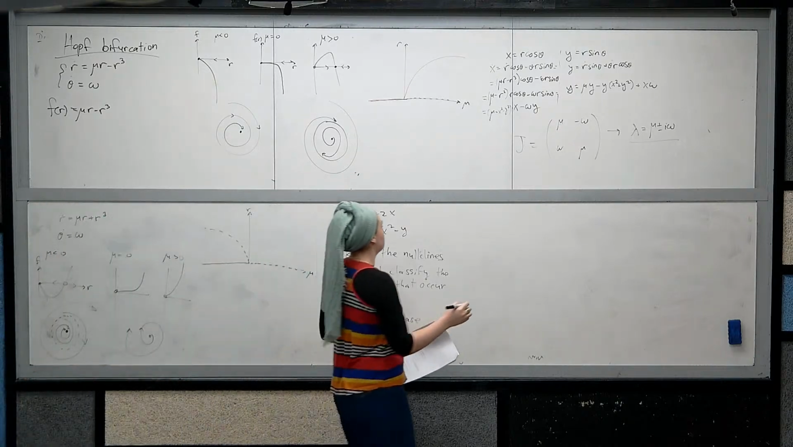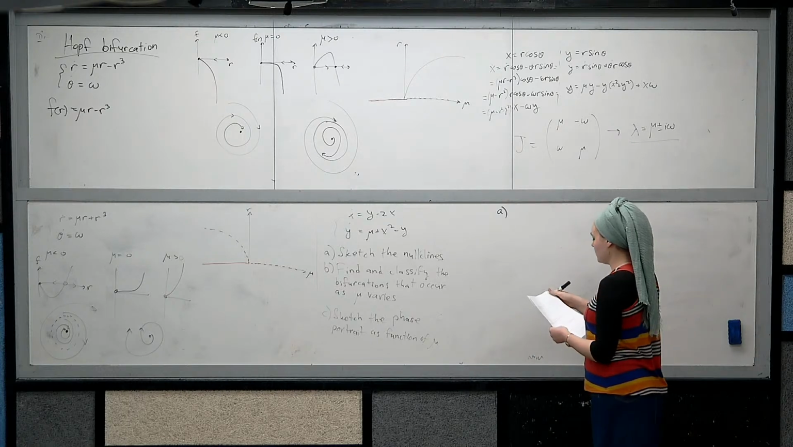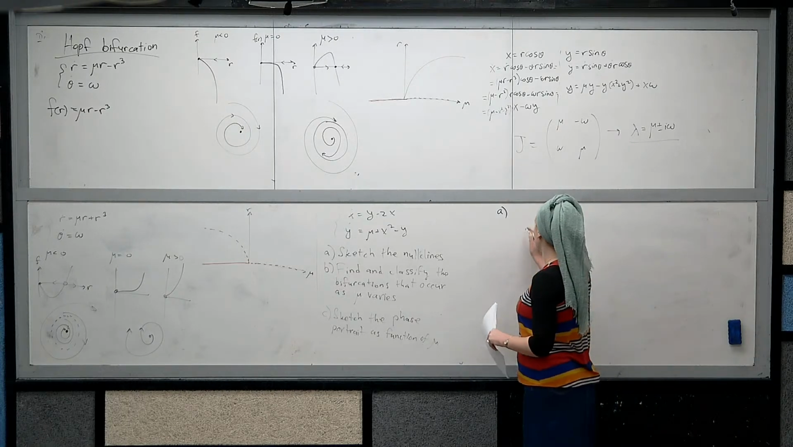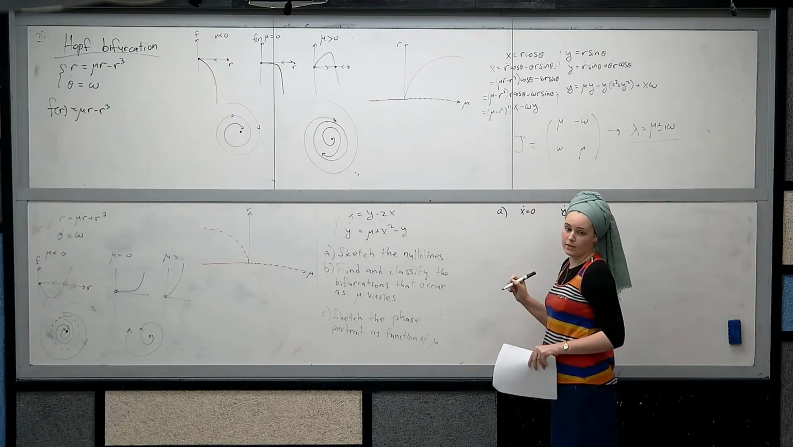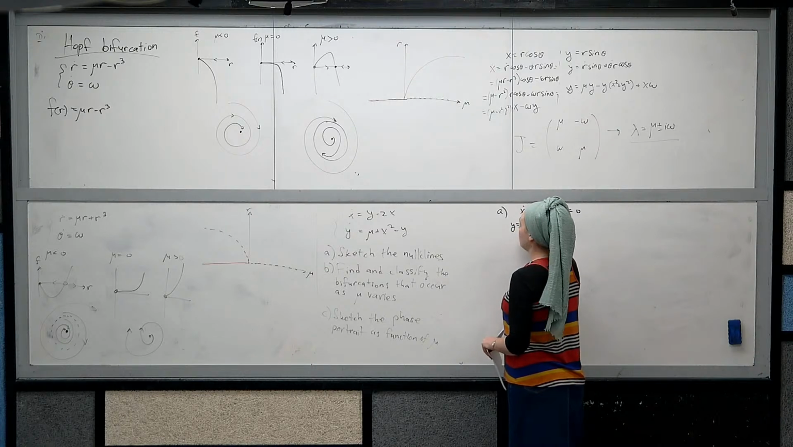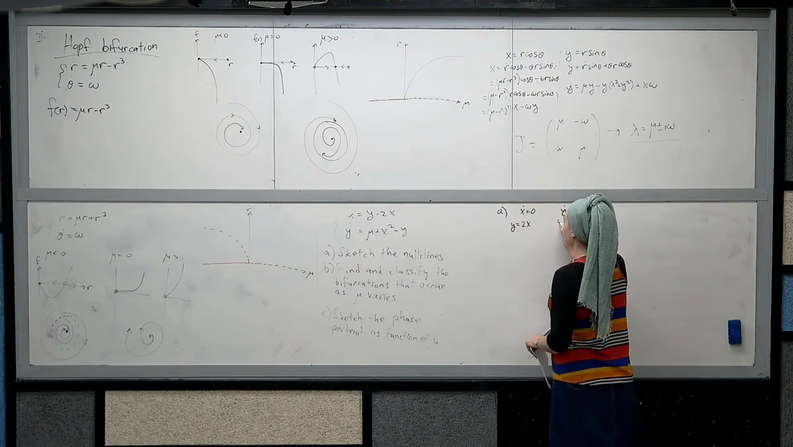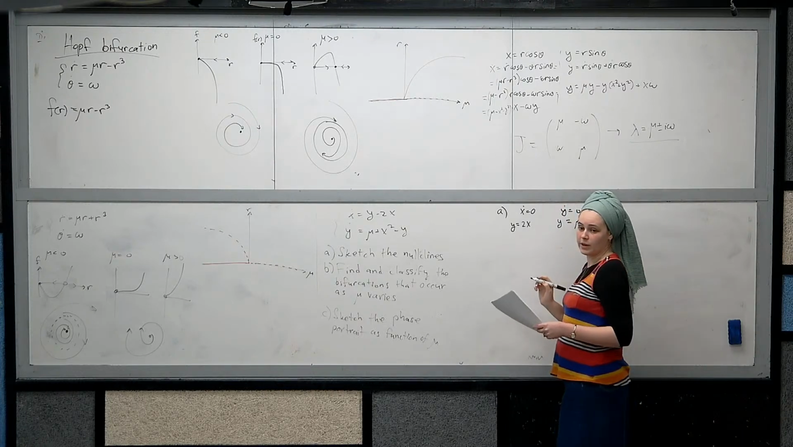Okay, so let's start. A. Sketch the outlines. So what are the outlines? Where x dot equals 0 or y dot equals 0, right? So this time x dot equals 0, this is the line y equal to x, and this is y equal mu plus x squared, right?